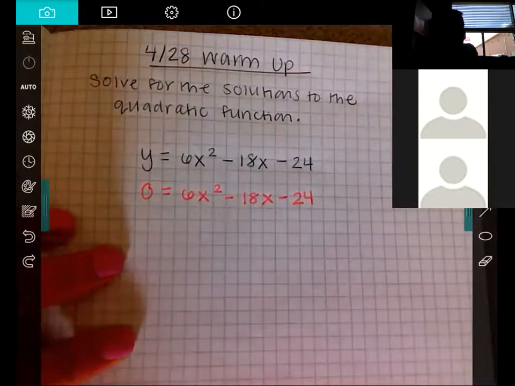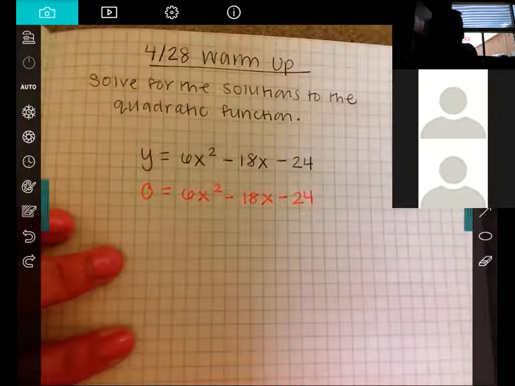AirPod out, AirPod out. Thank you. So put 0 in for y.